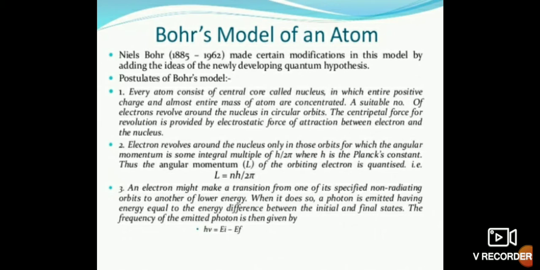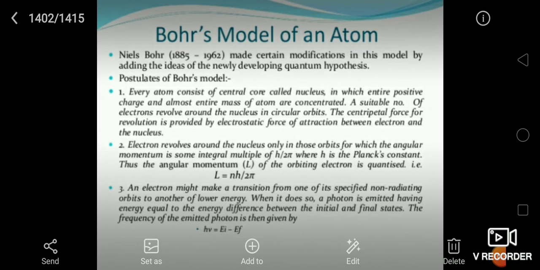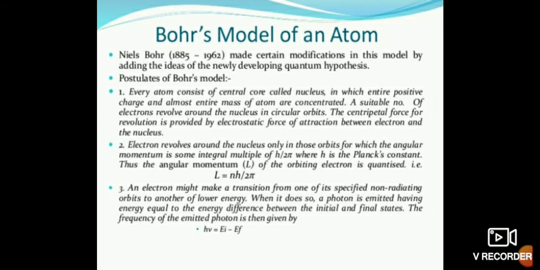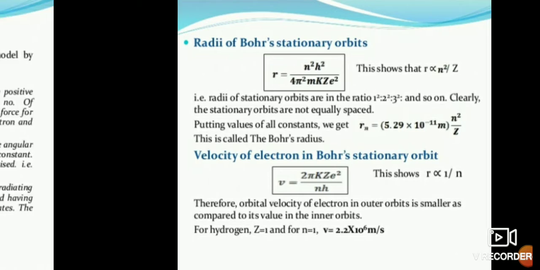An electron might make a transition from one of its specified non-radiating orbits to another of lower energy. When it does so, a photon is emitted having energy equal to the energy difference between the initial and final states. The frequency of the emitted photon is then given by h nu equal to Ei minus Ef.